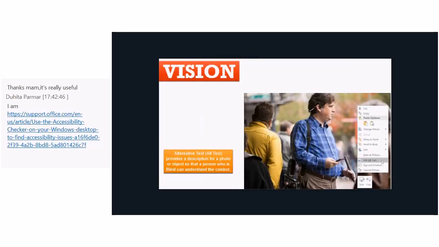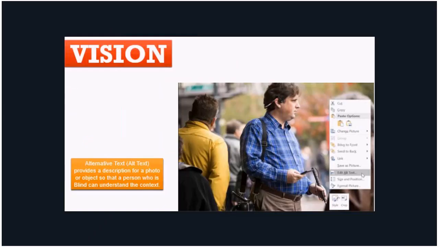Moving forward, there's something called alternative text. This was again something new for me when I learned about it, but I found it very useful. This provides a description of a photo or object so that a person who has visual impairment can understand the context. The feature to manually add or change alt text is now conveniently located on your right-click menu. In case you haven't seen it, if you rest your cursor on a picture and right-click, when this menu comes up, you will see this option which I have highlighted here, edit alt text.